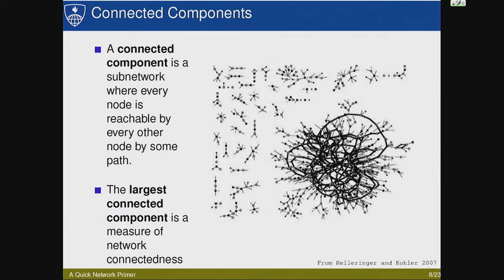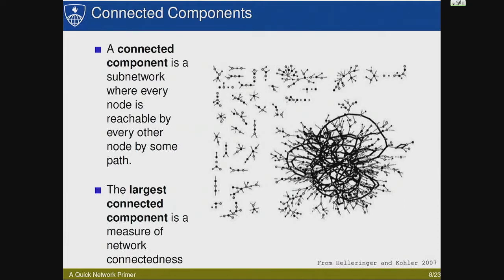A connected component is some subnetwork or part of the network where every node is connected. So here, this is from an island in Malawi, right? There's this giant connected component, which we'd call the largest connected component, where all of these people on the island have some sort of link to someone else on the island. In this it's a sexual network.